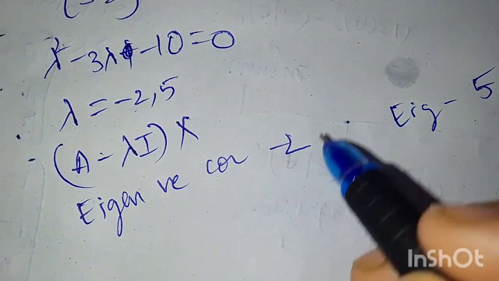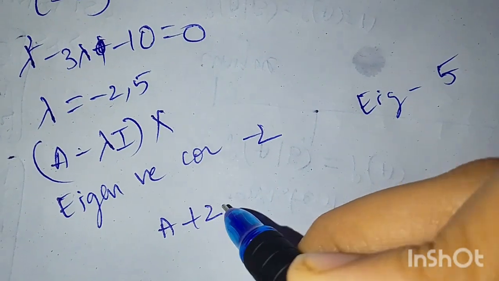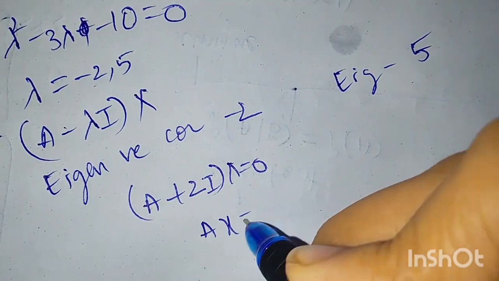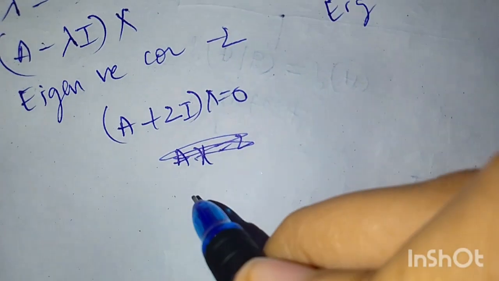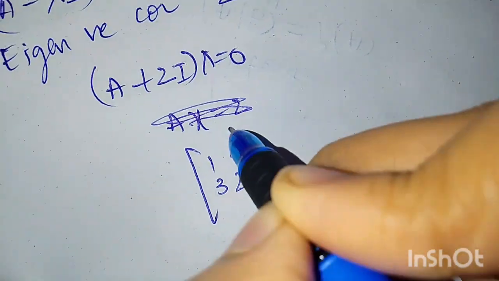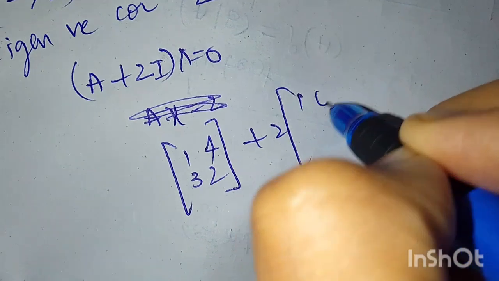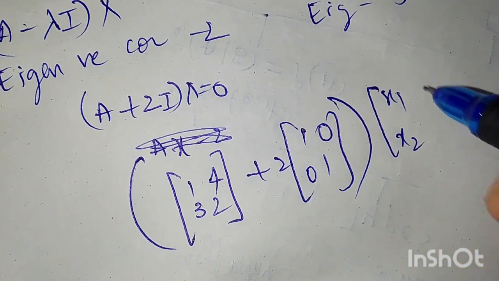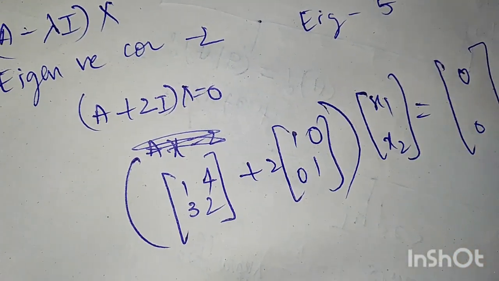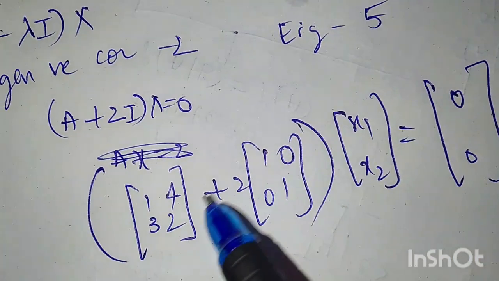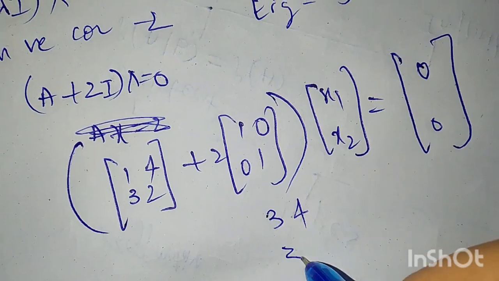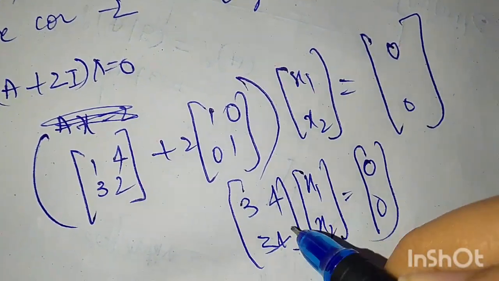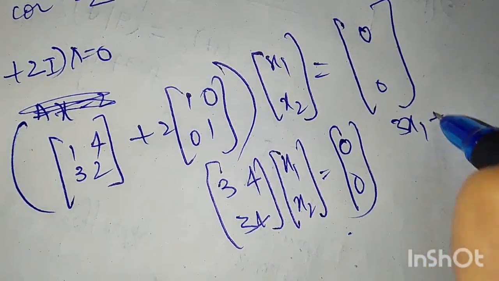(A plus 2I) into x is 0, or you can write Ax equals, so let it be like this only. So we'll write the matrix 1 4, 3 2, plus 2 into I, which is 1 0, 0 1, into x, meaning x1 x2, equal to 0 0. Now if we solve, we multiply and add, and we'll get 3 4, 3 4, x1 x2, equal to 0 0. That means we get two equations from this, 3x1 plus 4x2, and another equation is also the same.